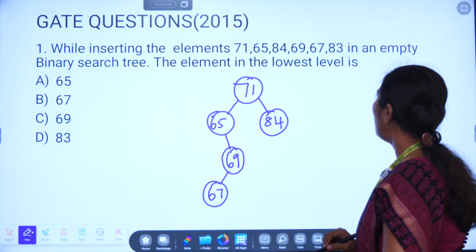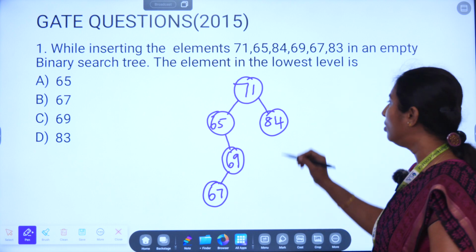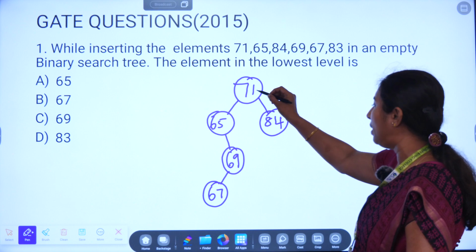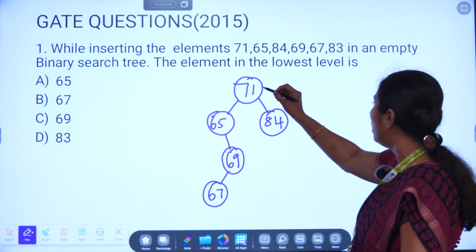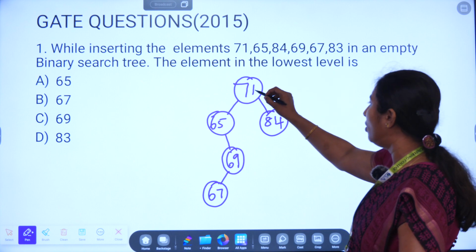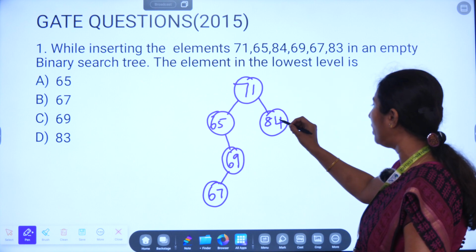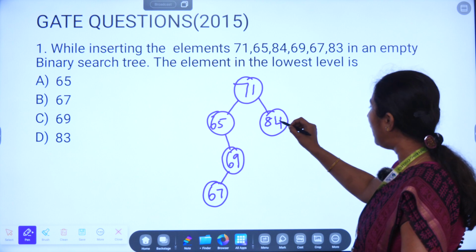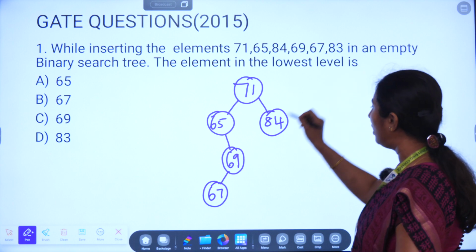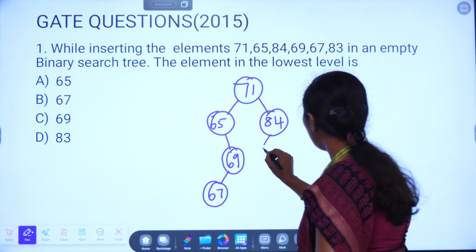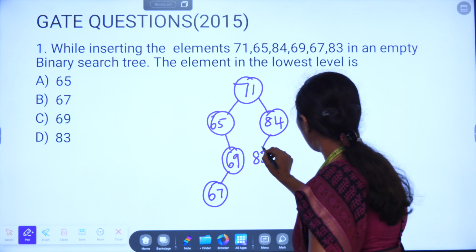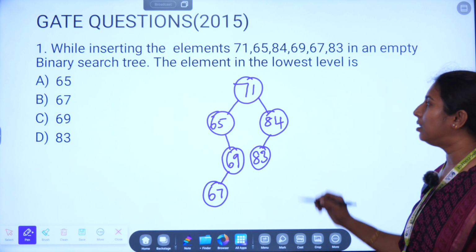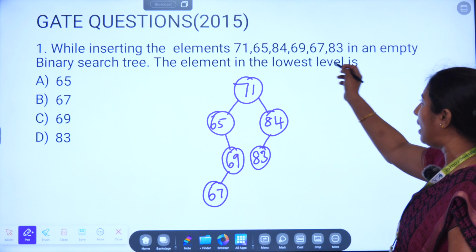The last element we have is 83. Again we are going to compare it with the root node 71. 83 is greater than the root node, so it should come over here to the right. Then we compare with 84 and 83. 83 is lesser than 84, so it should come over here to the left of 84. So this is the binary search tree we have constructed for the elements which are given.